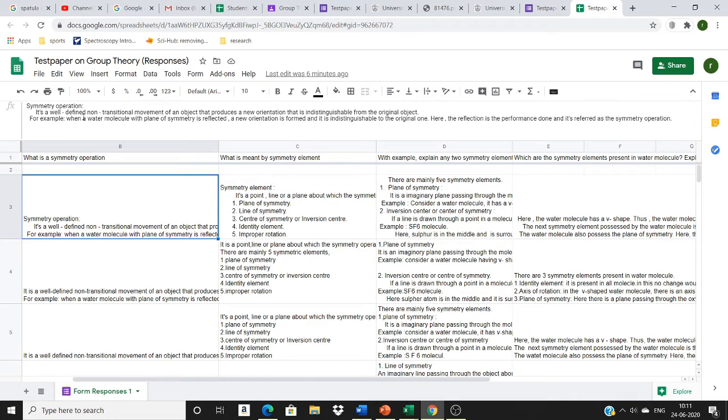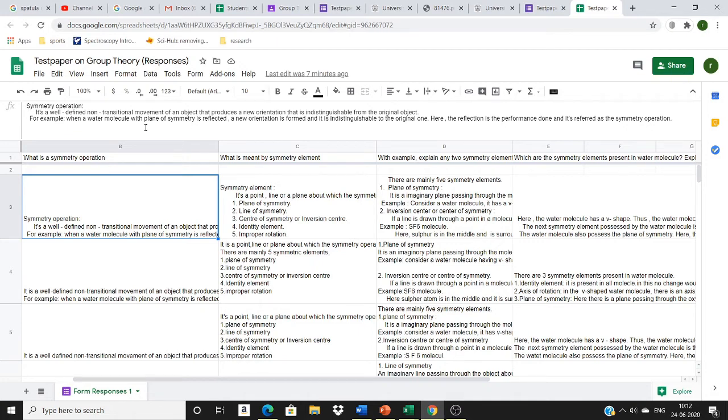So here, a water molecule when reflected through a plane, and you have to specify where that plane is. A plane passing through, either you should write plane passing through oxygen bisecting the angle formed by two hydrogens, HOH angle, or you can write a plane passing through all the three atoms which divides the atom into two equal halves. You have to specify which symmetry element you are talking about.